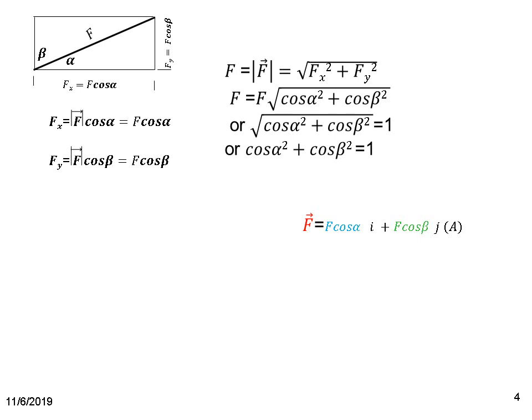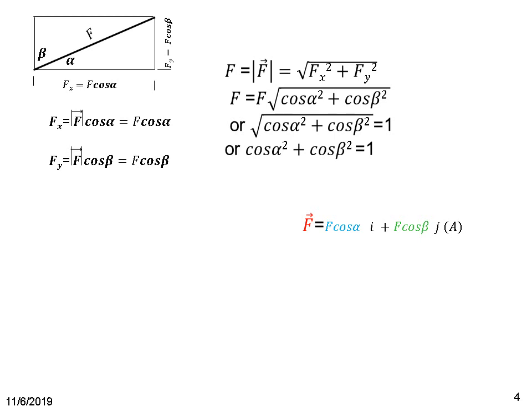Now, the magnitude of vector F can be expressed as the square root of the sum of squares of its component forces Fx and Fy. Substituting expressions for direction cosines into this equation, we can derive a simple mathematical expression: cos square alpha plus cos square beta equals 1.